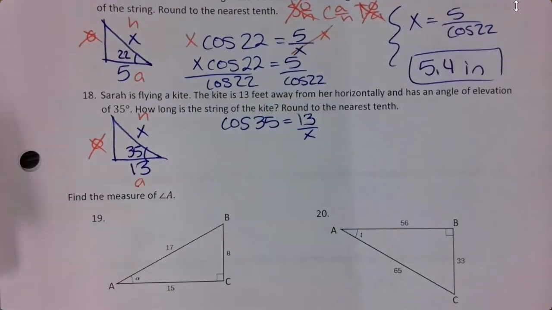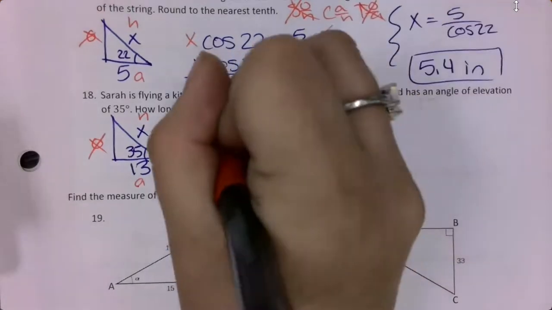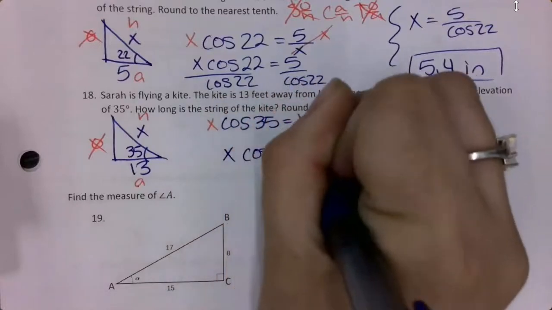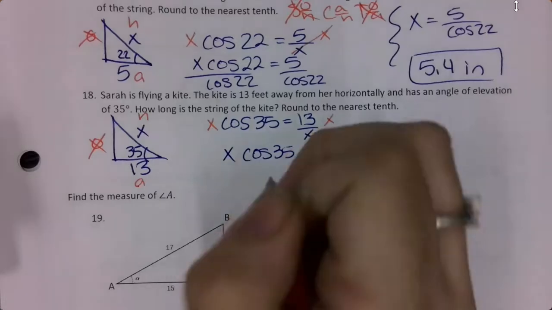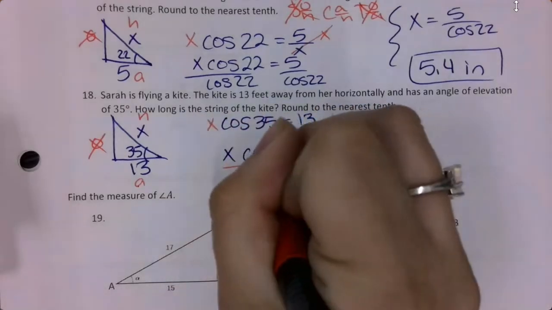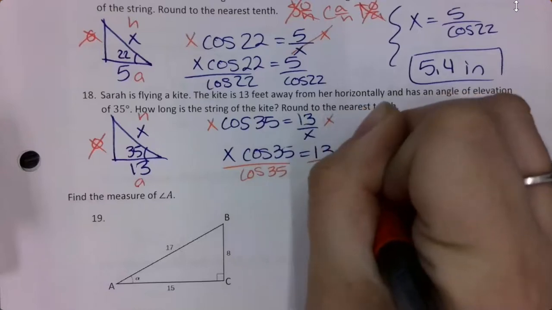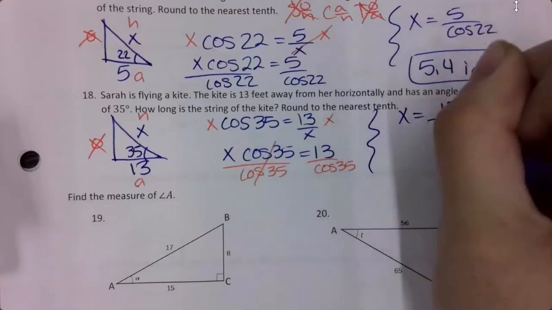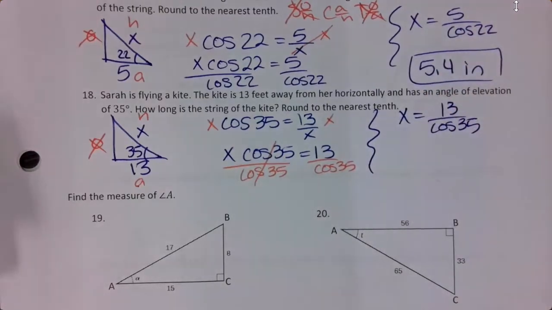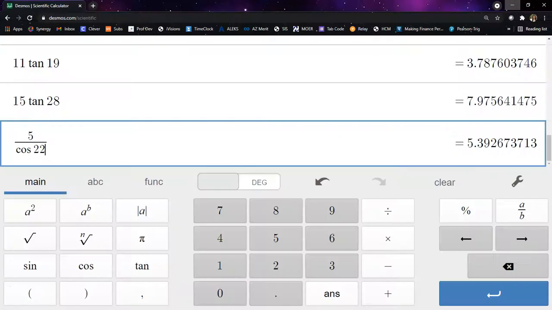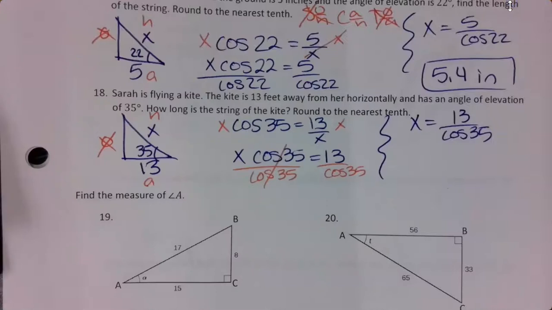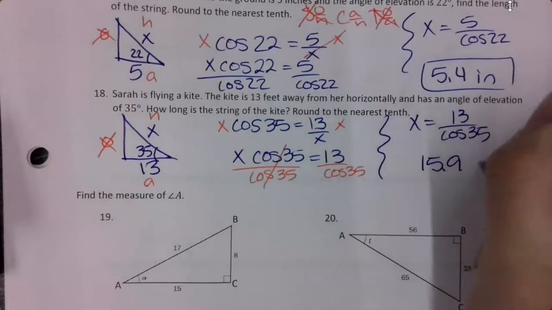So I want to start off by getting the x out of the denominator. I have x cosine 35 equals 13. Then I want to get the x all alone, so I'm going to divide both sides by cosine 35. That gets me x equals 13 over cosine 35. Oops, 35. Which gets me 15.9. This one was measured in feet.